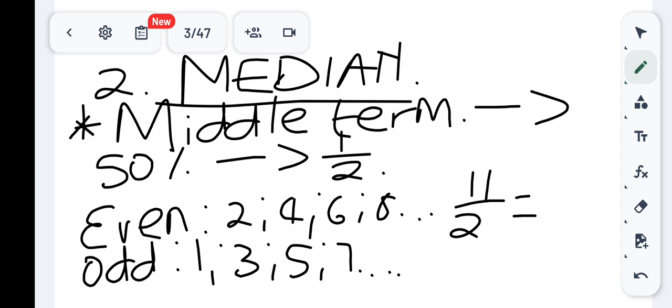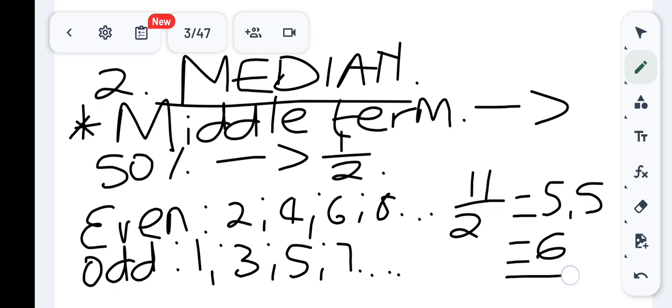Yes, 5.5. Yes, that is 5.5. So you will divide 11 by 2, that is 5.5, and then round it off to one decimal place. Yes, you will round it off.